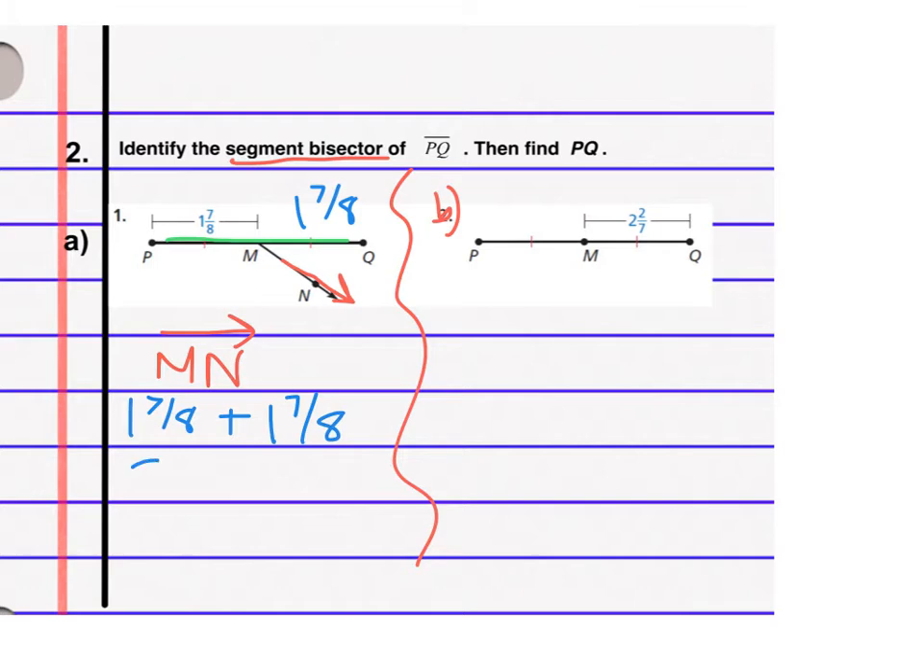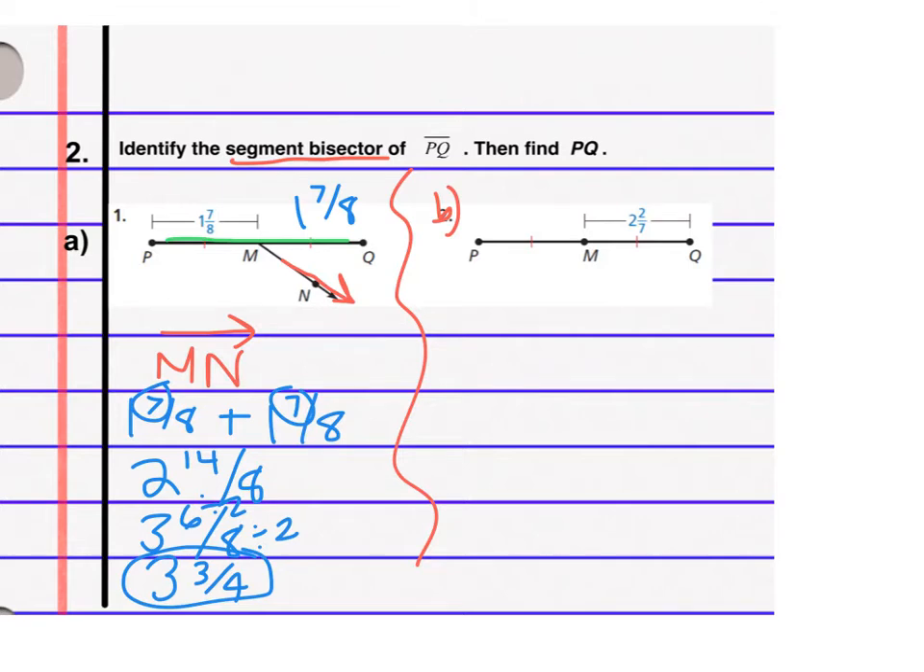So 1 and 1, I get 2. If you add fractions, I'm going to add 7 and 7. That gives me 14/8. Okay, that's an improper fraction. 14 is more than 8, so I'm going to go ahead and add 1. And then I have 6/8 remaining if I do 14 minus 8. Then I'm going to reduce 6/8. I'm going to divide by 2, and I get 3 3/4.